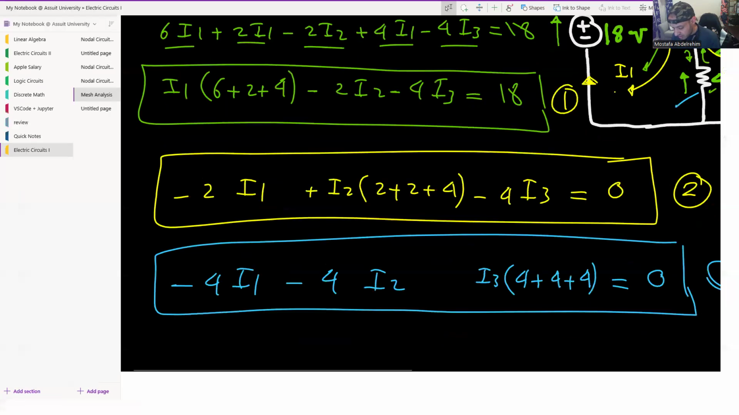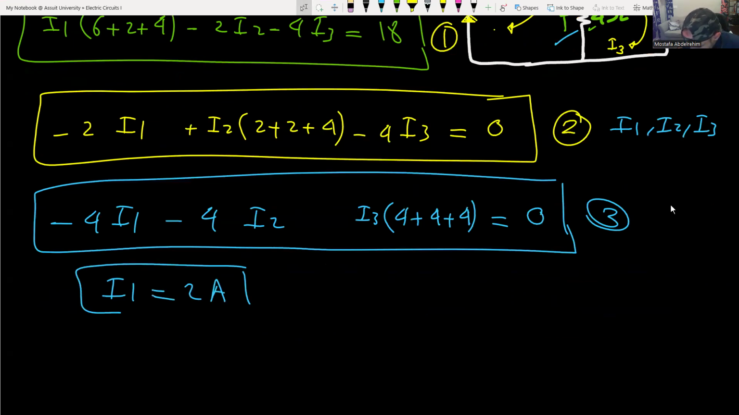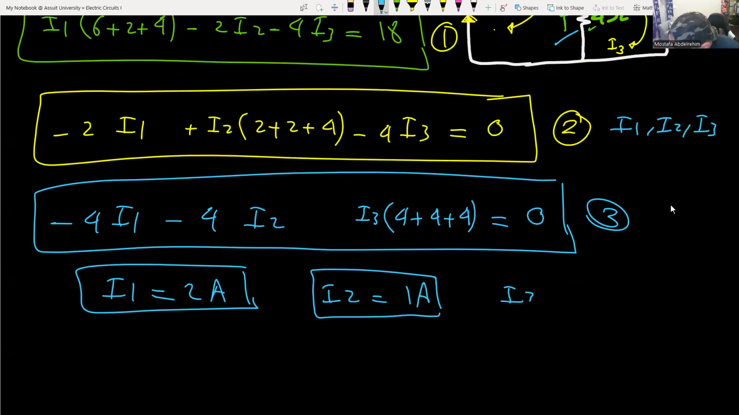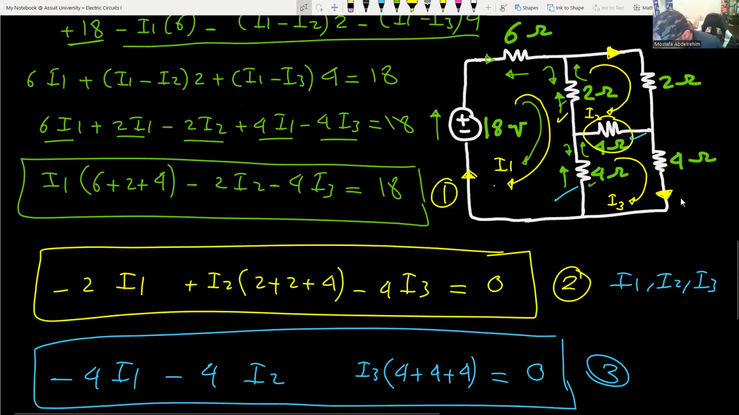So let's write this down as our solution here. I1 equal to 2 amperes, I2 is equal to 1 ampere, I3 is equal to 1 ampere. So now we know for sure that there is 2 amperes flowing in that branch, 1 ampere flowing in that branch, and 1 ampere flowing in that branch. Now we can calculate anything in the circuit. We solved it. Let's, for example, calculate the current flowing in this resistance here.